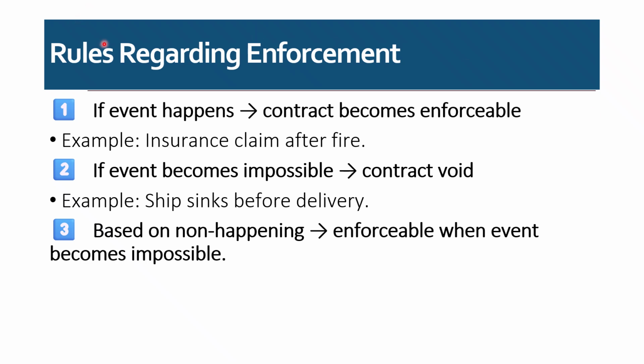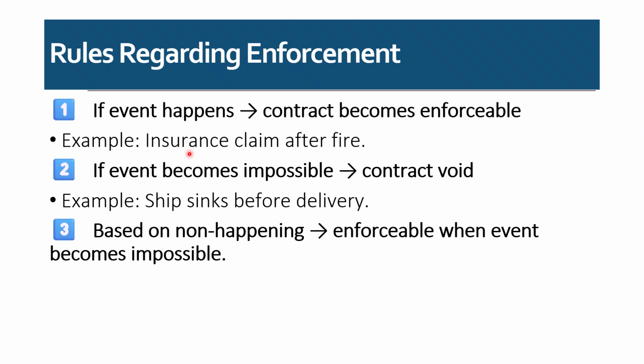Let's now talk about the rules regarding the enforcement of contingent contracts. Sections 32 to 36 explain exactly when a contingent contract becomes enforceable. The first one is if the event happens. When a contract depends on the happening of the event, it becomes enforceable only when the event actually happens. For example, a promise to pay B if the ship arrives, or the insurance claim after fire. Therefore, if there is fire, you will get the claim from the insurance.